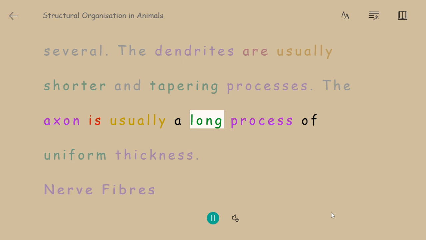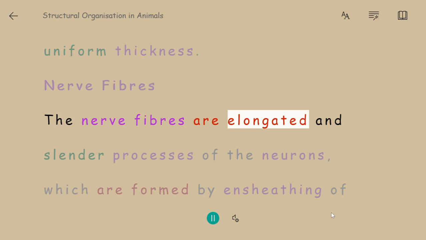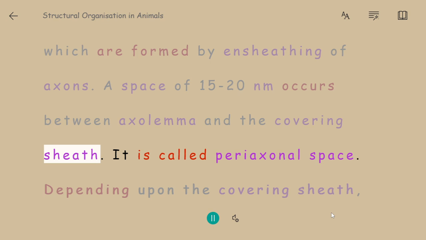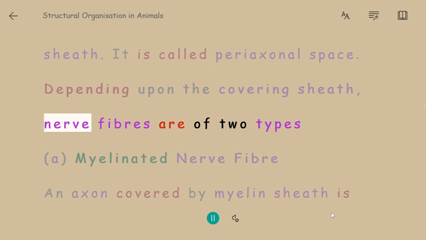Nerve fibers. The nerve fibers are elongated and slender processes of the neurons, which are formed by ensheathing of axons. A space of 15 to 20 nanometers occurs between axolemma and the covering sheath. It is called periaxonal space. Depending upon the covering sheath, nerve fibers are of two types.